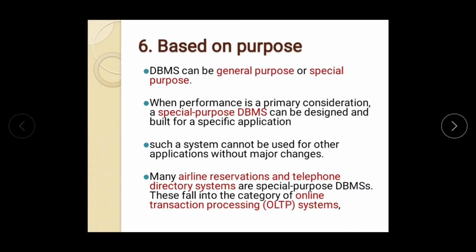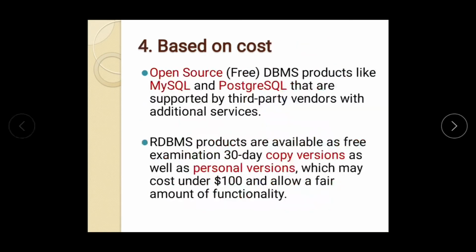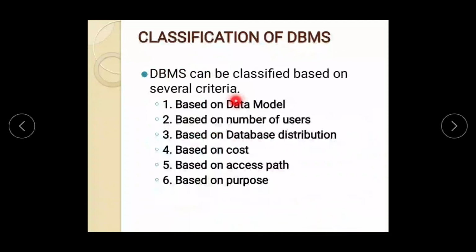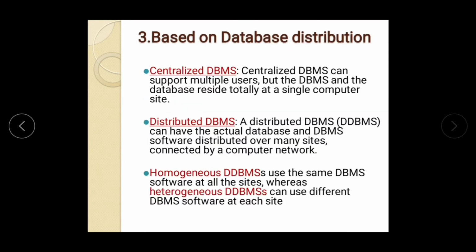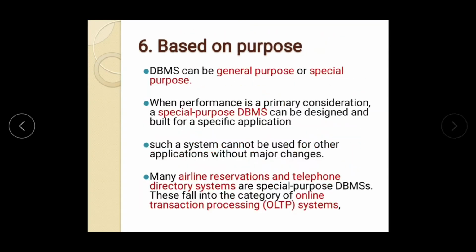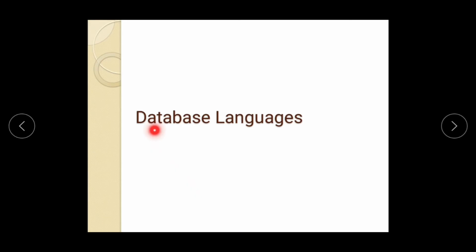So these are the 6 points by which we can classify a DBMS: based on data model, based on number of users, based on database distribution, based on cost, access path and purpose. Hope you are clear. The next topic we are going to learn is database languages: how we can control a database or a system using a particular language.